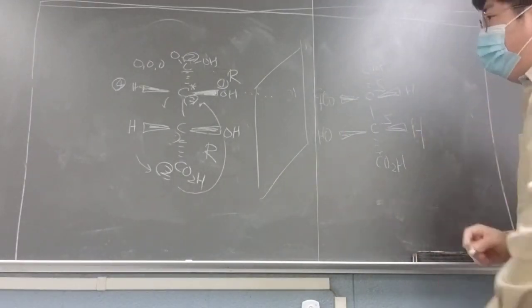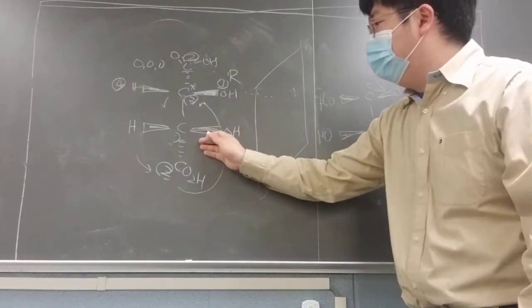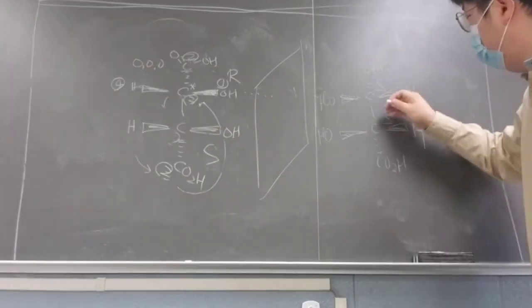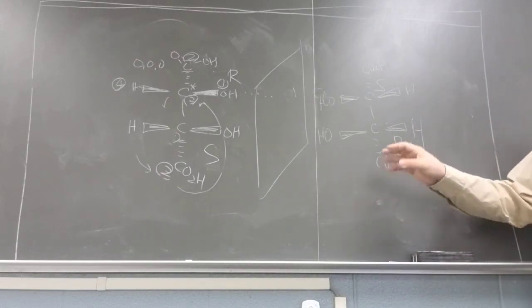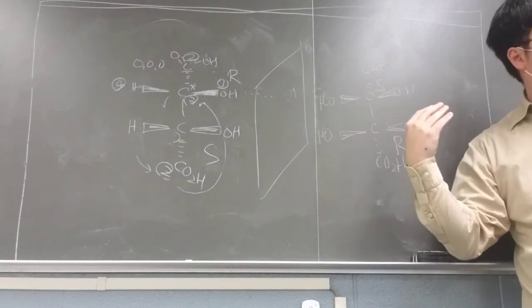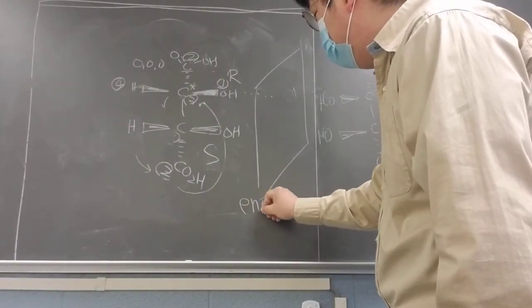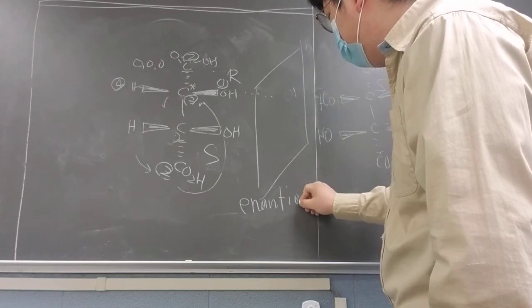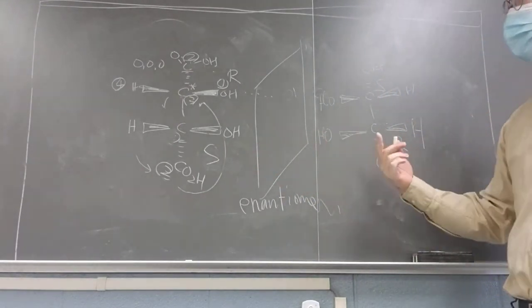Okay. So now this is the S, this is R, okay? See that, right? And then they're mirror images of each other, right? So they are also enantiomers. Am I correct? Okay, because these are mirror images of each other.